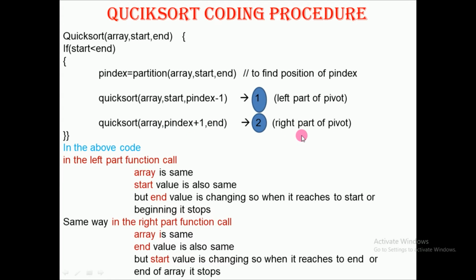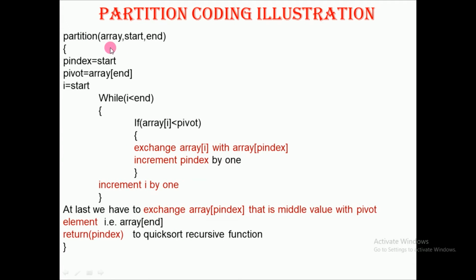Okay, and here we can see one thing. In the left part function, the end is changing, and in the right part, the start is changing. We will see the partition coding. Partition coding contains partition array, that is whatever array we have passed from the quicksort function, then the start comma end. As we have seen in the last slide, P index equal to partition array comma start comma end, and that partition function is this one.